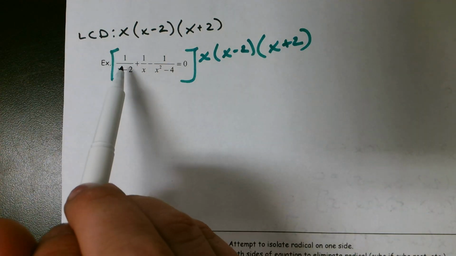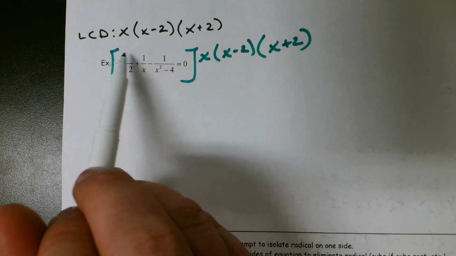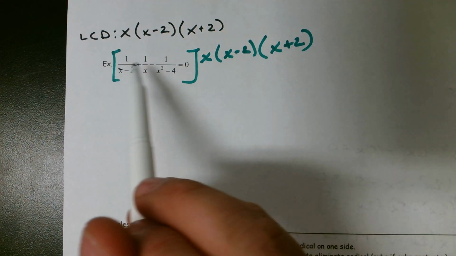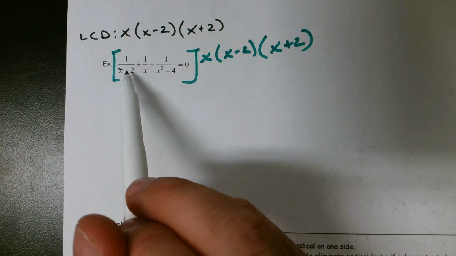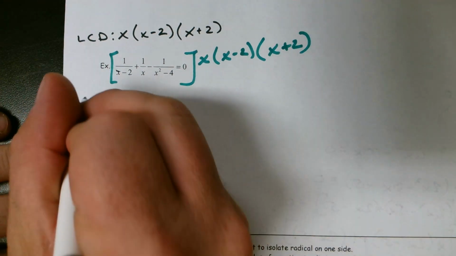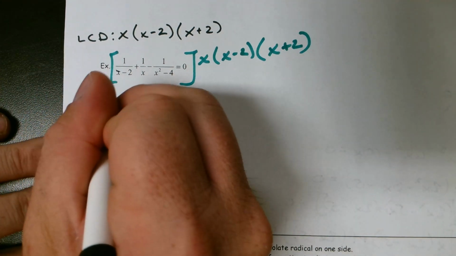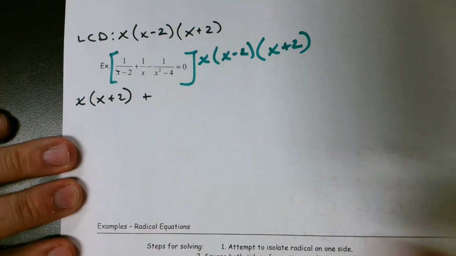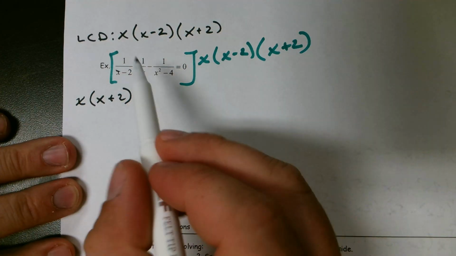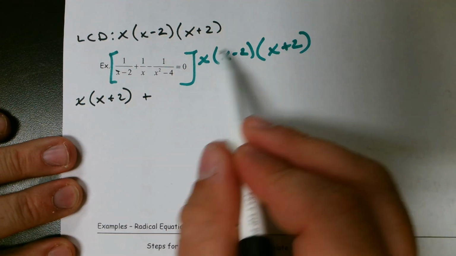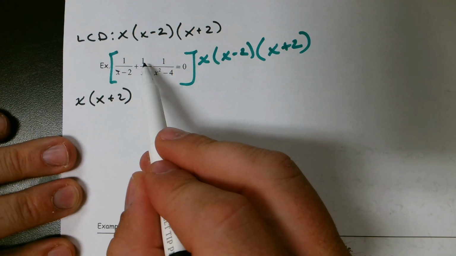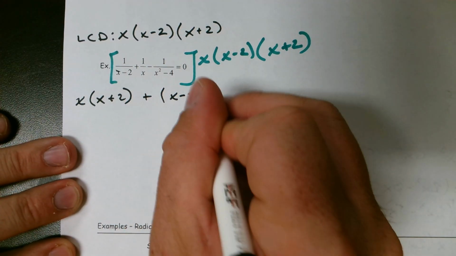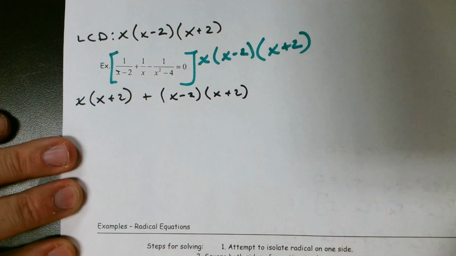Now let's look and see what happens to this equation right here. Just this little first 1 over x minus 2. If I multiply it by this whole thing, the x minus 2 over the x minus 2 are going to cancel out, so I'm left with x times x plus 2. Now let's look at the middle one, 1 over x. If I multiply everything on top there, the x's will cancel out, leaving us with just x minus 2 times x plus 2.